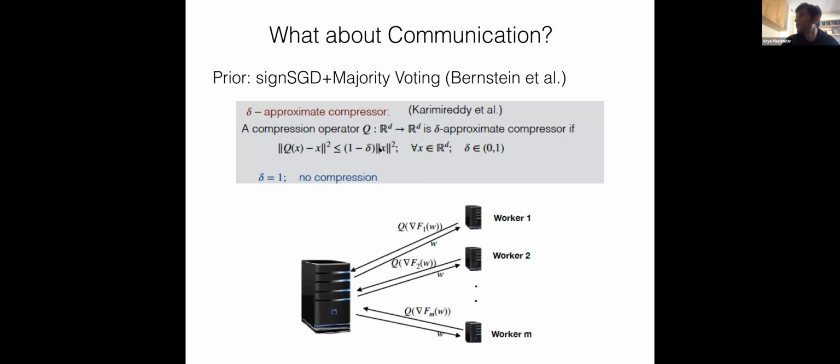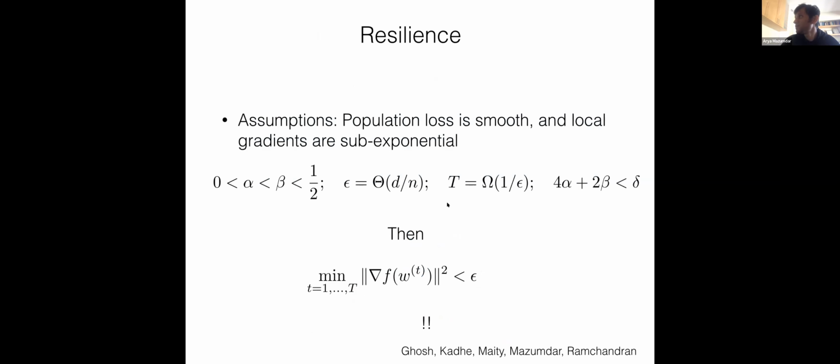Delta equals 1 means there has been no compression, and delta equals 0 means you have compressed it to 0 bits. So you can combine this method with these types of compressors, and what you are going to get is a similar convergence result, but instead of 4 alpha plus 2 beta less than 1, you now get 4 alpha plus 2 beta less than delta.